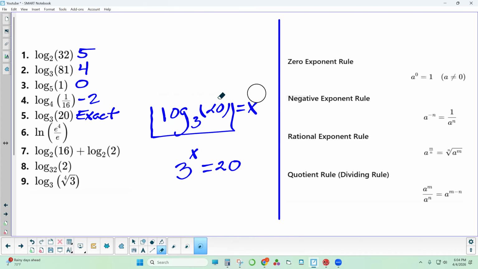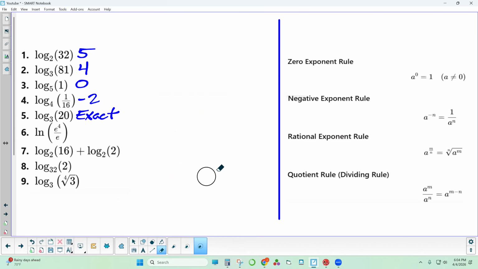Okay. You can think about that one as you're not going to evaluate it or change it without a calculator unless you just want to make an estimation.